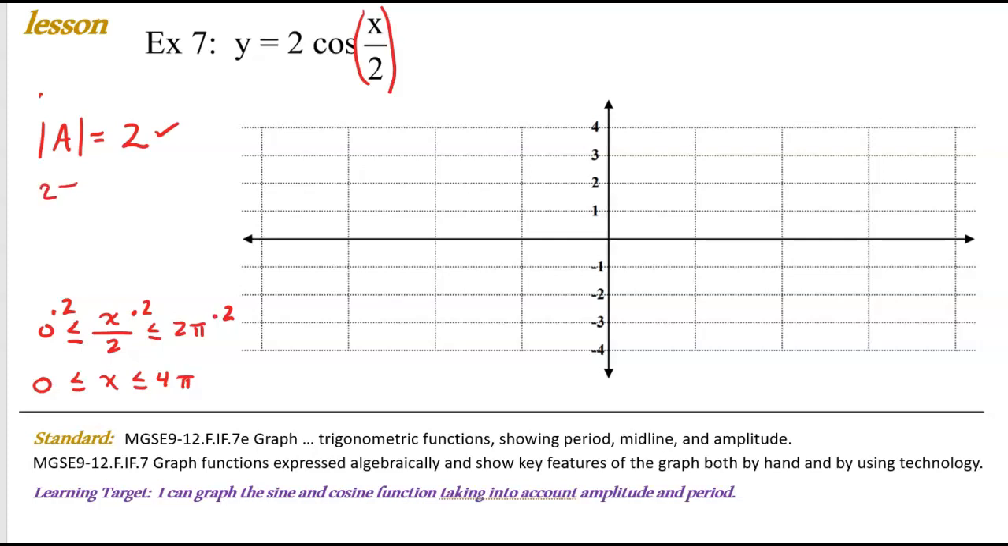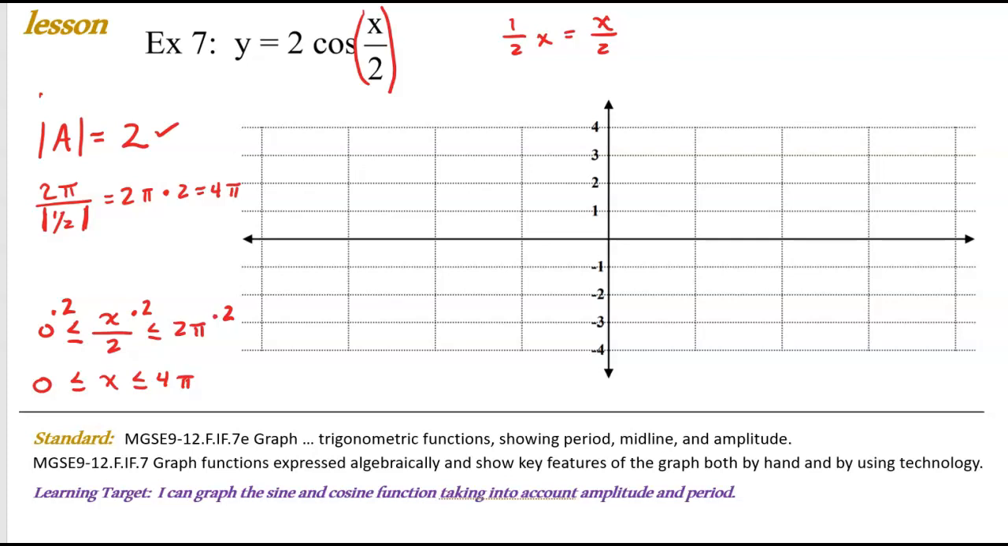Now let's find our period, just to make sure that this and this are in alignment, and they are. So remember, my coefficient, x over 2 is 1/2 x, so 2 pi over the absolute value of b, which is 1/2. So that gives me 2 pi times the reciprocal, which is 2, which is 4 pi. So here's how that changes everything.